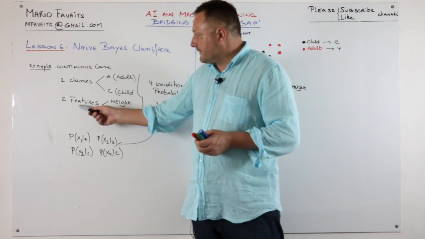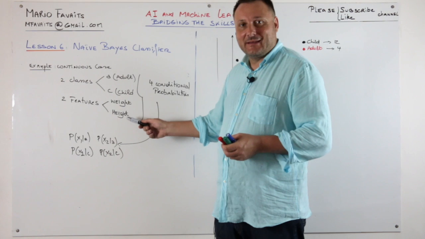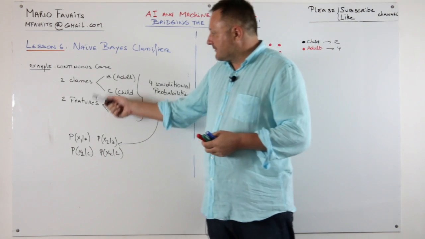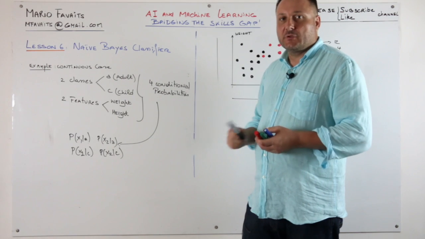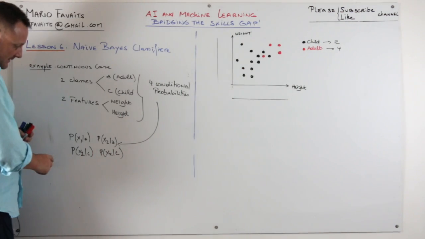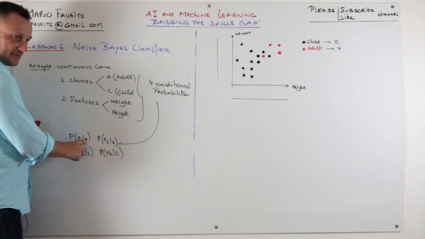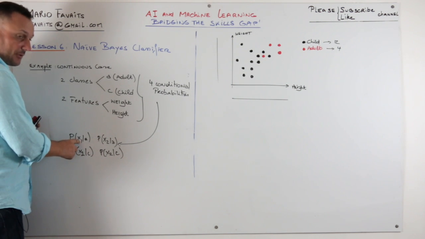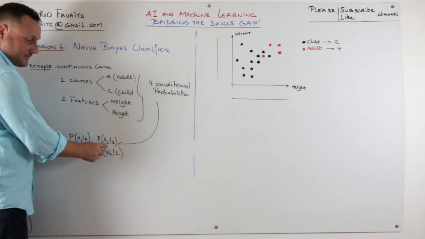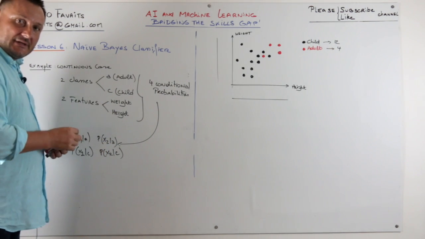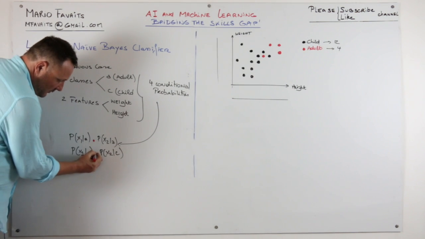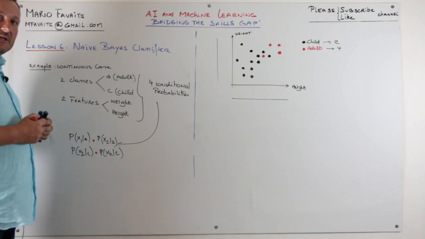And we will look at two features. We will look at height and weight of that particular person. So two classes, two features. This means we have four conditional probabilities. And these are the probabilities. Given that the person is adult, what's the probability of x1? And given the person is adult, what's the probability of the x2? And we know in naive Bayes, we can just multiply these probabilities.